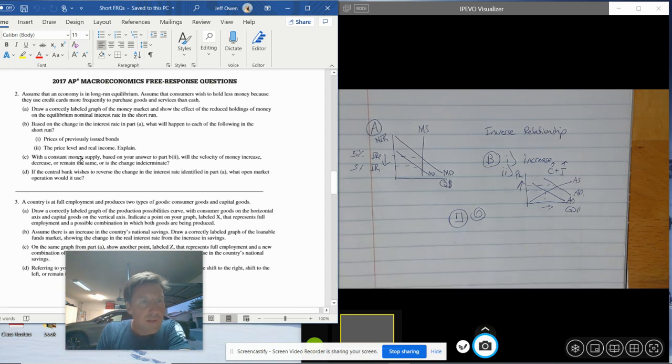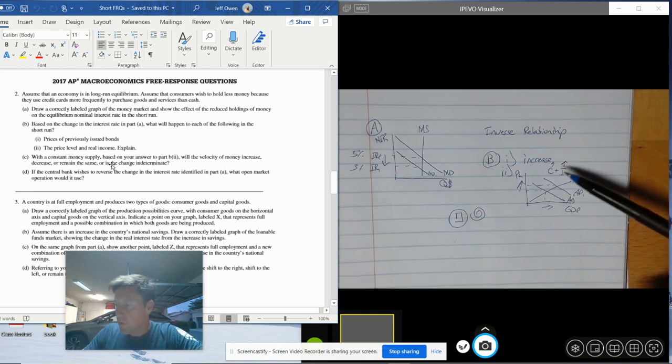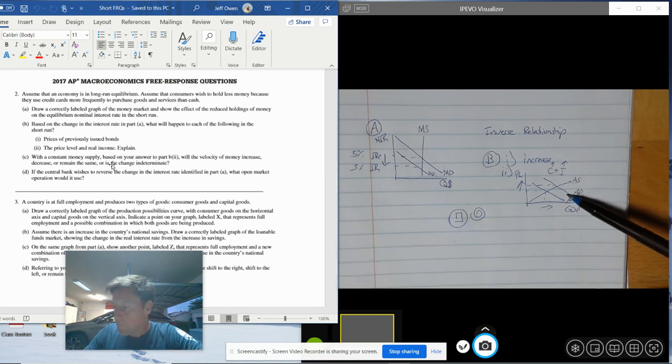With a constant money supply, based on your answer in part B, will the velocity of money increase, decrease, or remain the same? Oh, okay. So we have a set amount of money in our economy, and now because consumers and businesses are spending money, increase aggregate demand, but there's only a certain amount of it that's floating around. So what's going to happen to the velocity of money? Well, it's going to have to increase, right?